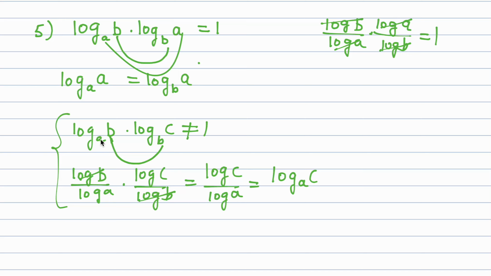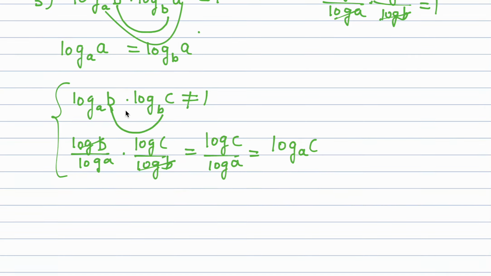So if you need the shortcut, if value and base both are present, that will be cancelled. And what the result will be? Log of a of c. What is remaining stays in its place. So you have to be very careful while using this property, whether it is equal to 1 or not equal to 1. That depends upon this condition. I hope that is clear.